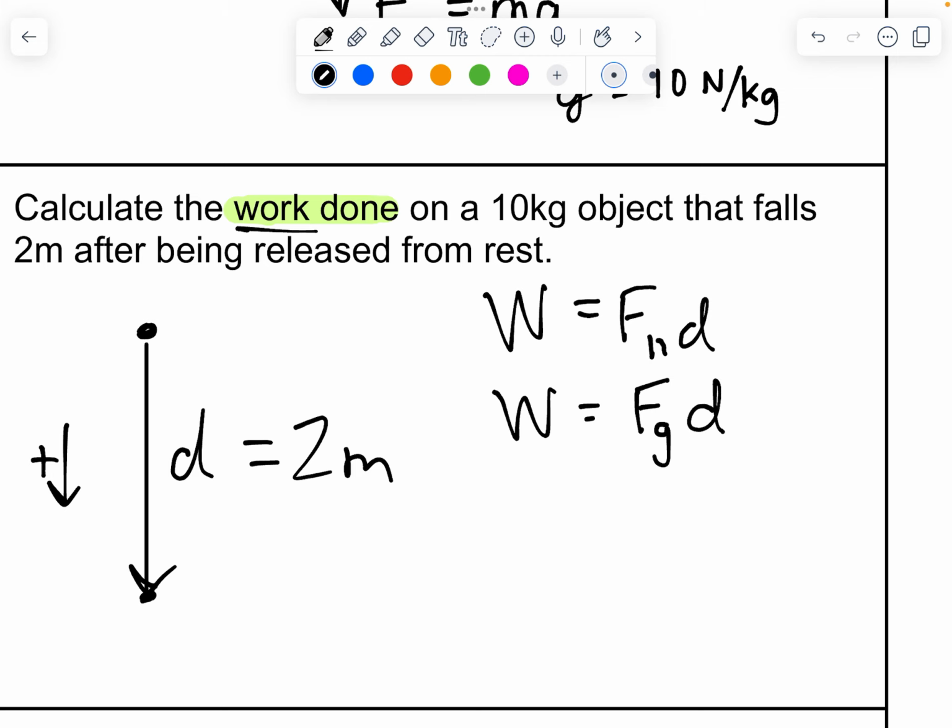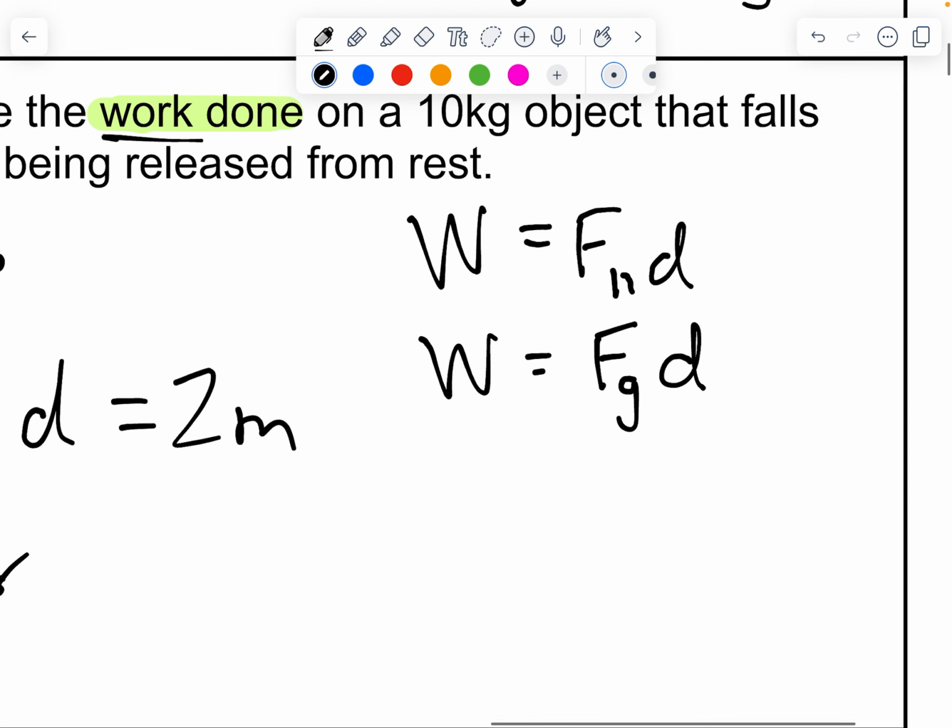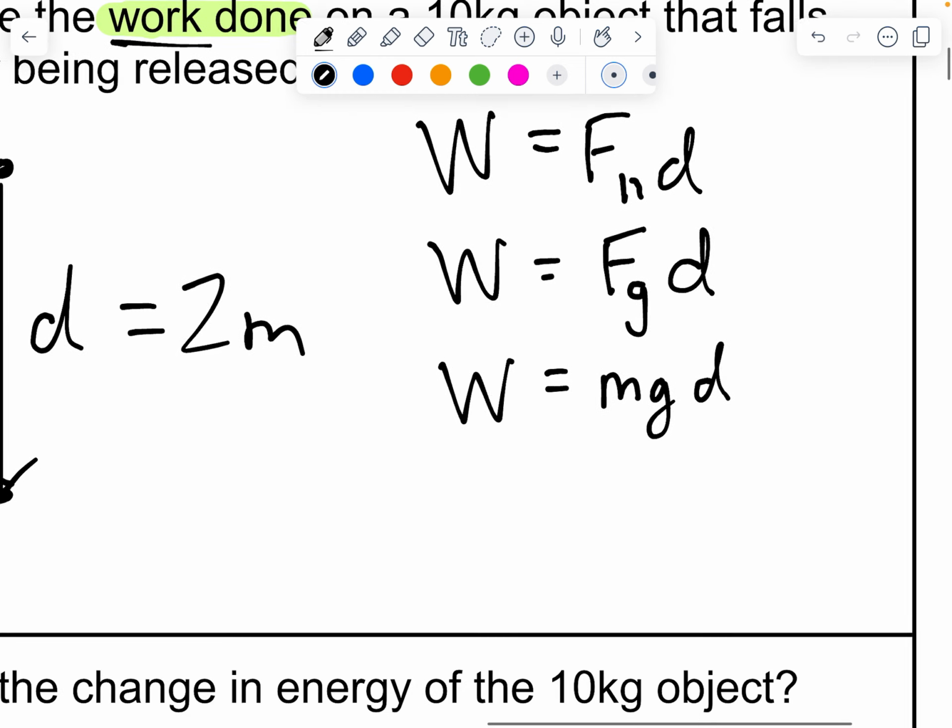So we can replace F parallel with Fg, and then we can replace Fg with mg. There we go. So just a little substitution. And now we can actually calculate it.